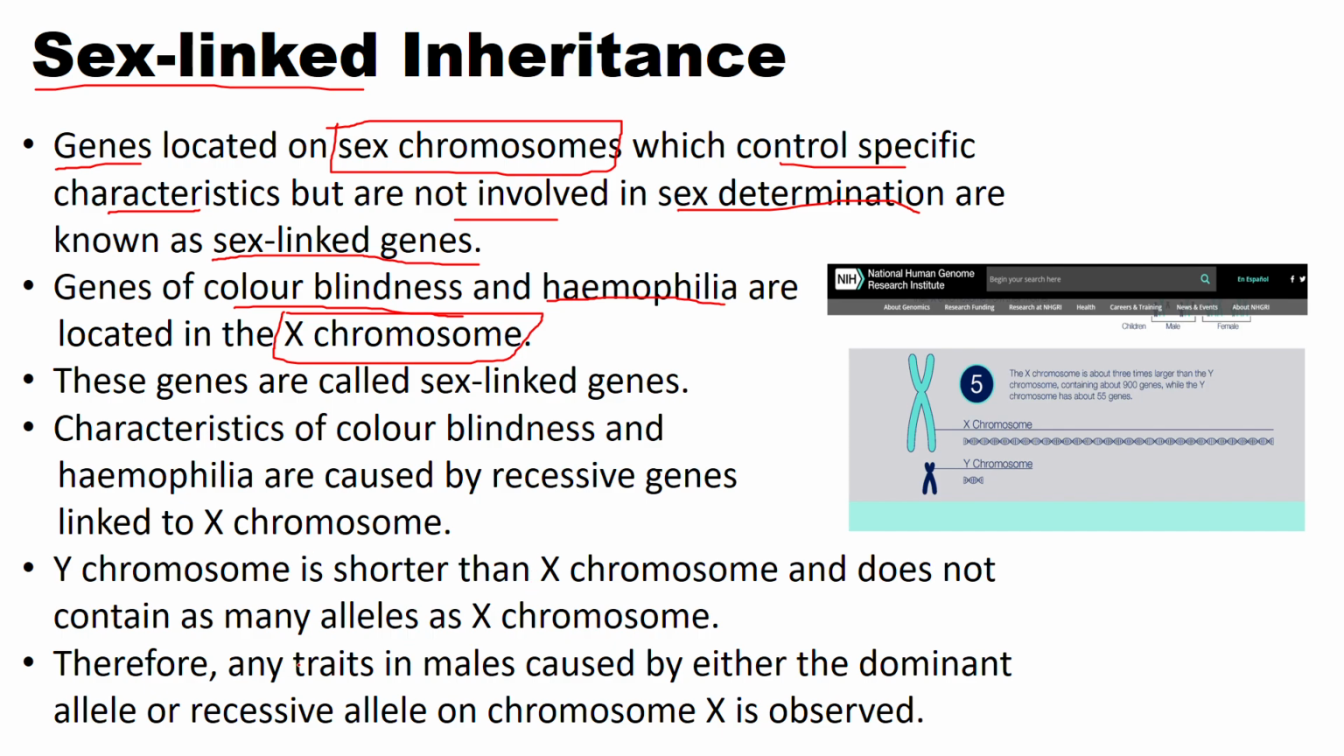Characteristics of color blindness and hemophilia are caused by, it is important here, the recessive genes that are linked to the X chromosome. Y chromosome is shorter than X chromosome. Okay, let's look at this figure again. This is the X chromosome and compare that, this is the Y chromosome, which is much shorter and does not contain as many alleles as the X chromosome. Therefore, any traits in males caused by either the dominant or the recessive allele on the X chromosome is observed.